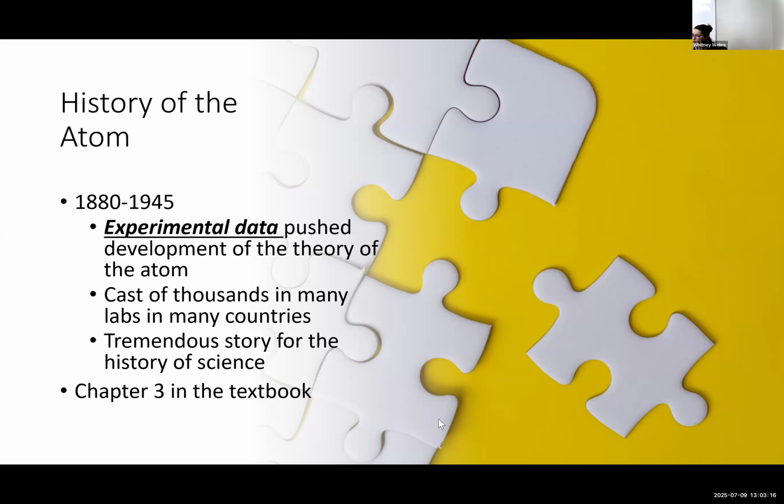So the atom kind of started a long time ago, but we really were able to start focusing in on it in the late 1800s. We were able to do experimentation and make theories. So between 1880 and 1945, the experimental data pushed development of the theory of the atom, with a cast of thousands in many labs in many countries. It wasn't just one person, it was a lot of scientists. And it really was like a race of who published the first paper, so this last name belongs to this theory, but in reality, a lot of scientists belong to it. And it's just a tremendous story in the history of science because we built off of so much.